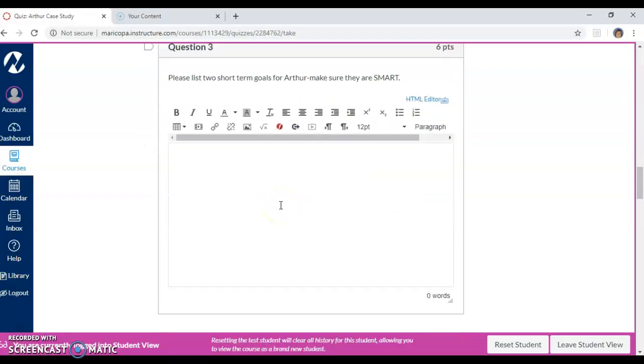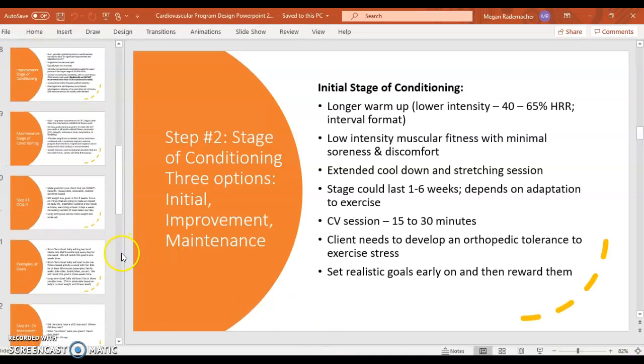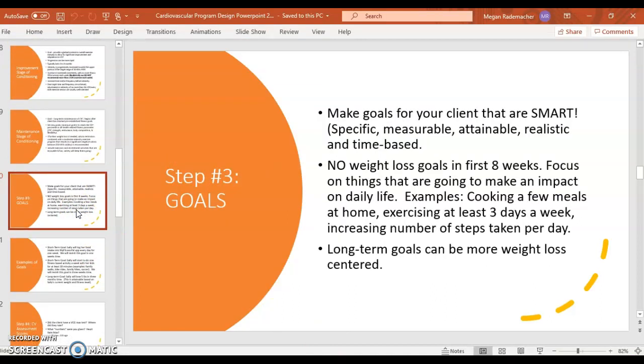Question 3, list 2 short-term goals for Arthur and make sure they're SMART. As I talked about in the PowerPoint, when we're designing goals for clients, we want to make sure that they are specific, measurable, attainable, realistic, and then time-based as well. We don't want to set any real weight loss goals in those first 8 weeks for a client. So some great options for Arthur would have been to start focusing on a food journal for the first week. So to record his food for 3 days or 4 days in the first week and review it after the first week. Okay, that would have been a great goal.